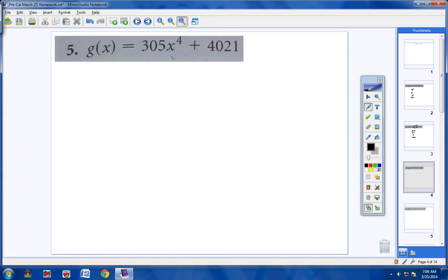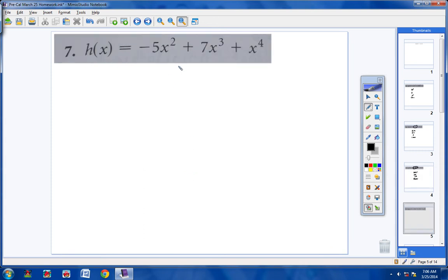Number 5, it's already written in standard form. Your highest exponent is first, so your lead term would be 305 x to the fourth. Your lead coefficient would be 305. Your degree would be a fourth degree. That's your highest exponent. And what do we call a fourth degree? We call it a quartic function. A quartic function. Okay? All right.